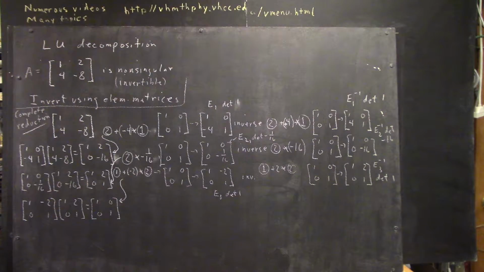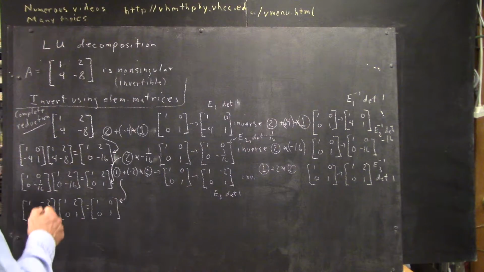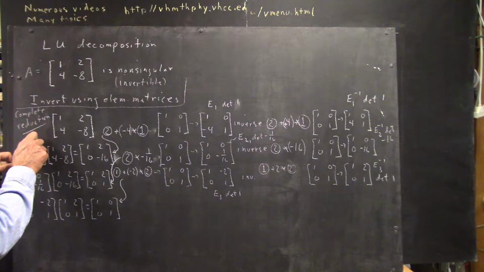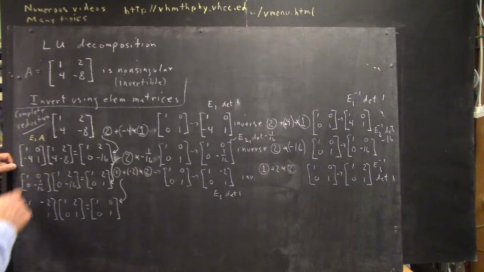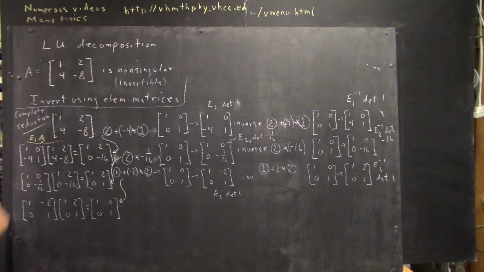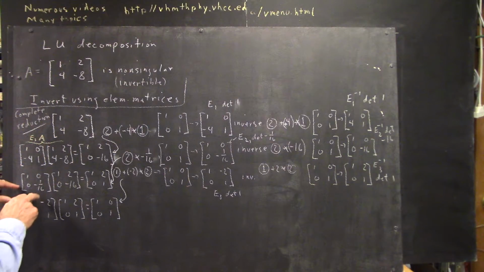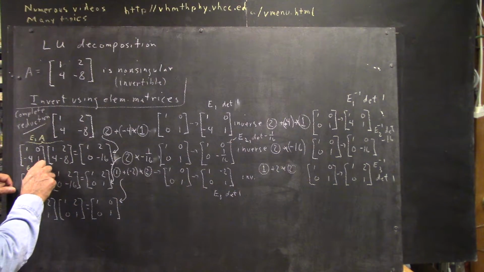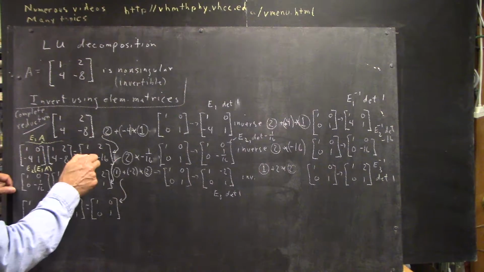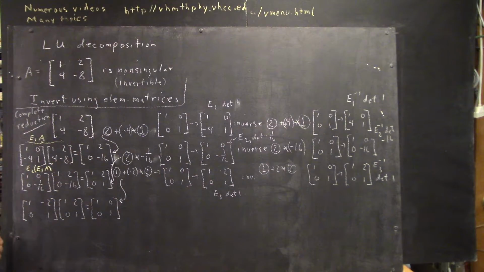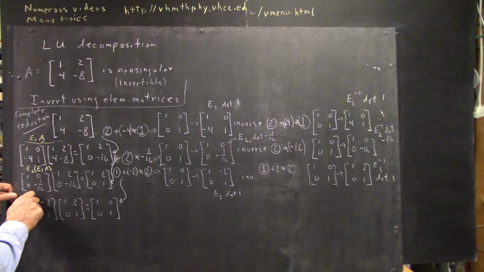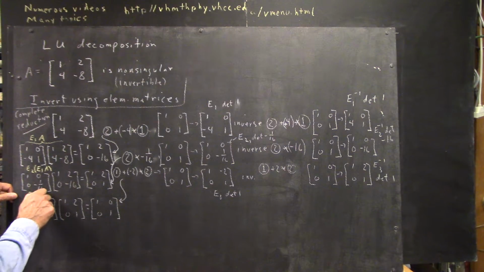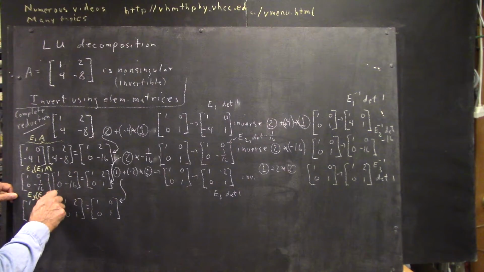Okay, well, what have we done here? I haven't left myself a lot of room again. What we have here is the matrix product E1 times A. Now what do we have here? Well, here's our elementary matrix E2, and we apply that to this matrix, which is E1A. And then finally, we got our elementary matrix E3, which we apply to E2 E1A.